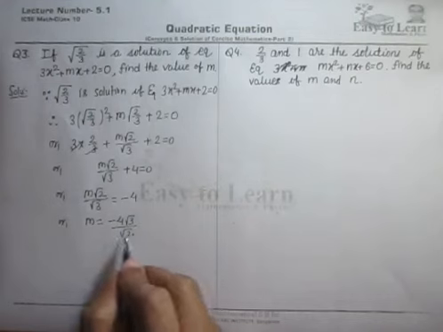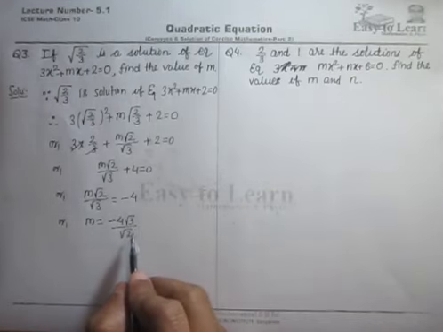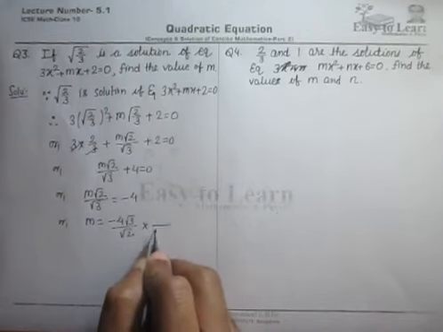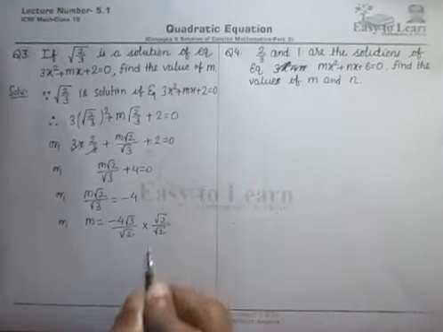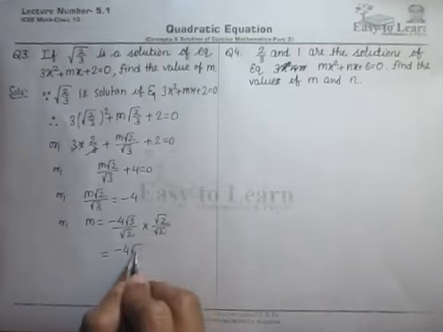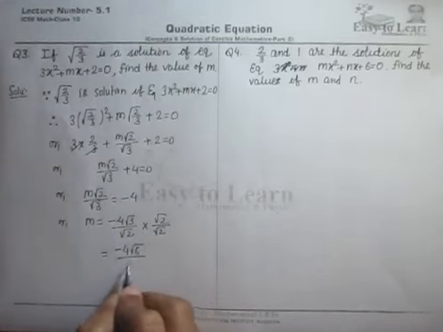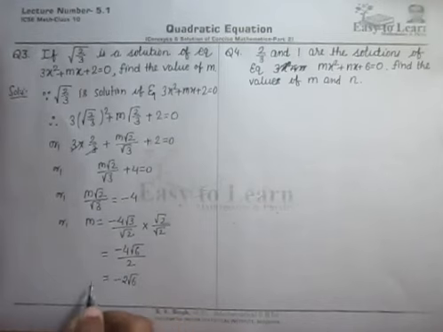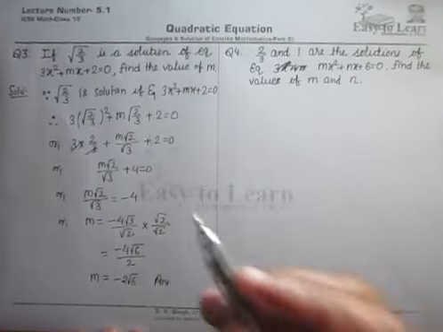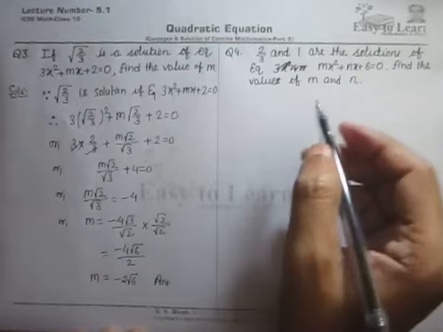Now let us rationalize this one. Generally the denominator should be free from the radical sign, so for that we rationalize it. Multiplying by √2, minus 4√3 times √2 will be √6, over √2 into √2 which is 2, so m is −2√6. So this is the value of m. Now question number 4.